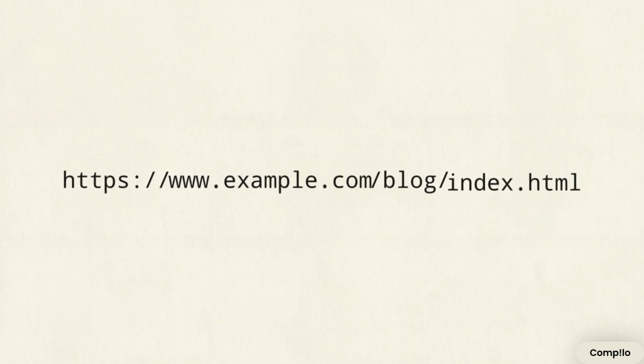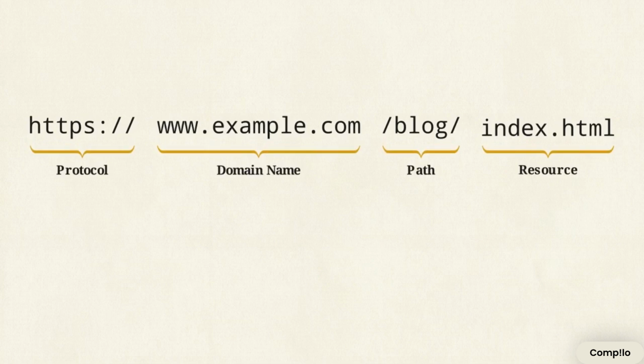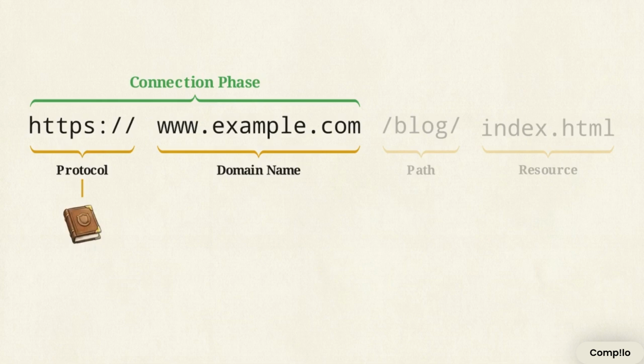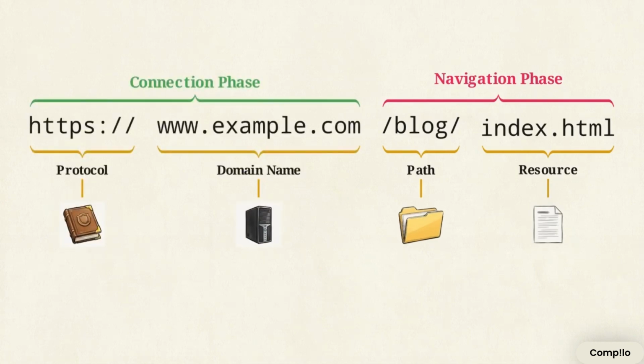The client identifies the resource it needs using a Uniform Resource Locator, or URL. Every URL follows a standardized syntax that contains several distinct pieces of information. The first half establishes the connection. The protocol tells the browser which set of rules to use, while the domain name identifies the specific server to contact. The second half handles navigation. The path directs the server to a specific folder, and the resource specifies the exact file to retrieve.